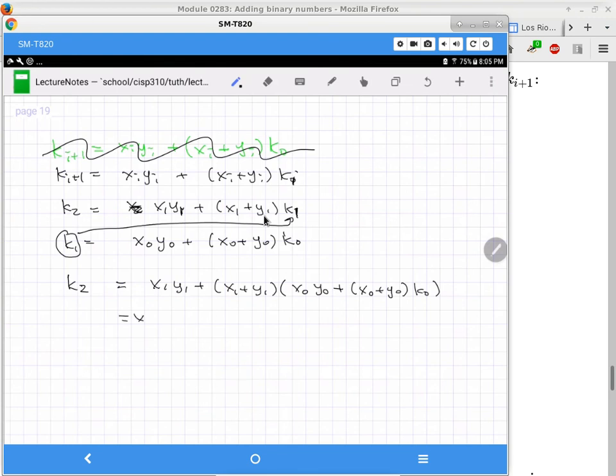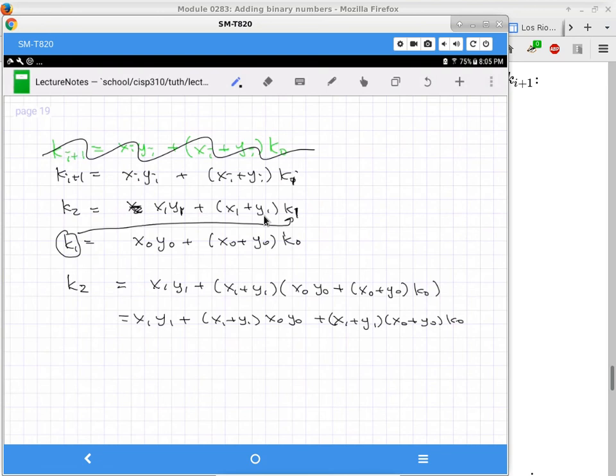So this becomes x1 y1, plus x1 or y1, x0 y0, or x1 or y1, x0 or y0, k0. Is that okay? All I did is to do a substitution. Is that okay?